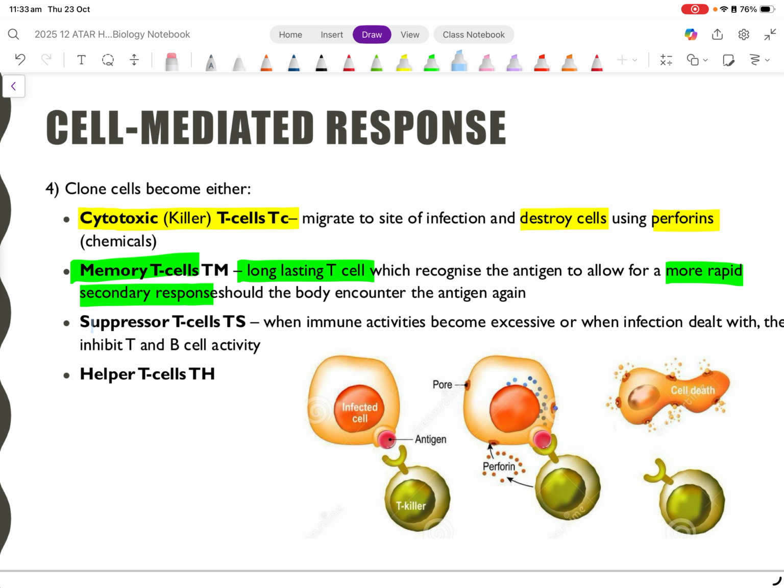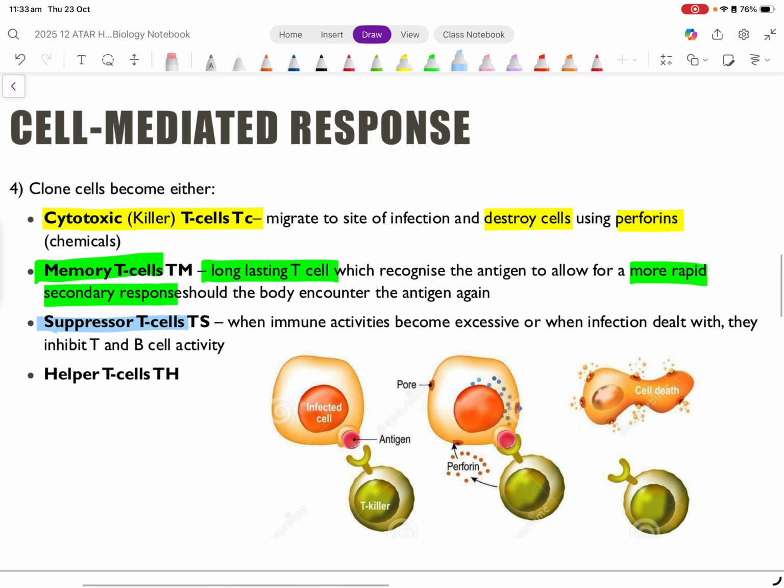Third, suppressor T cells. Now, when your immune response itself, so this is your body's own response to a foreign body, becomes excessive, or when the infection that you've been battling has been dealt with, has been destroyed, what suppressor T cells do is inhibit both T and B cell activity. And finally, we also have helper T cells, which we alluded to in the last lesson. We're going to look at them in a little bit more detail now.